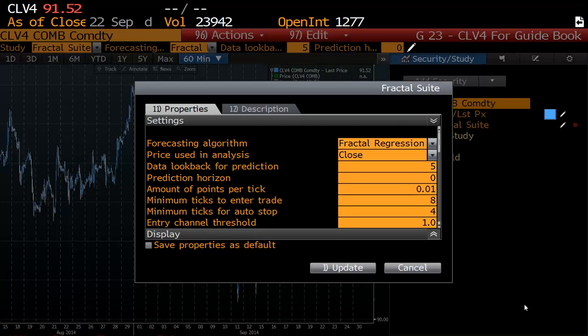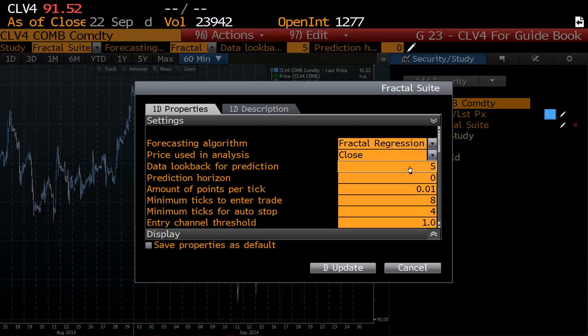Before we actually plot the predictor, however, I would like to show you two other inputs that affect the way the predictor operates. Those two inputs are data lookback for prediction and prediction horizon. What the data lookback for prediction is doing is limiting the minimum amount of data that is being used for a forecast. It's not allowing that to be the maximum, but it is allowing it to be the minimum. So in other words, we have this set at a default of 5.